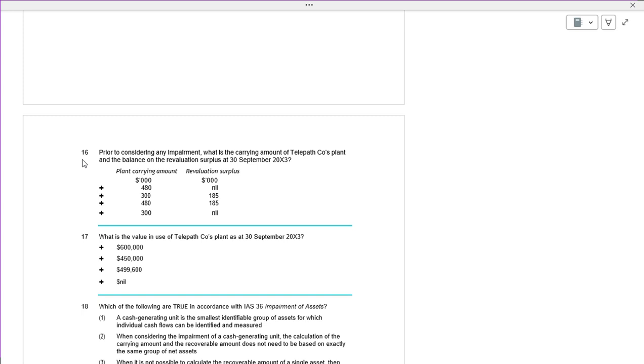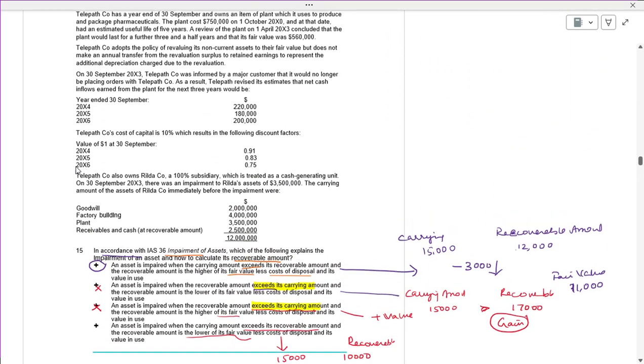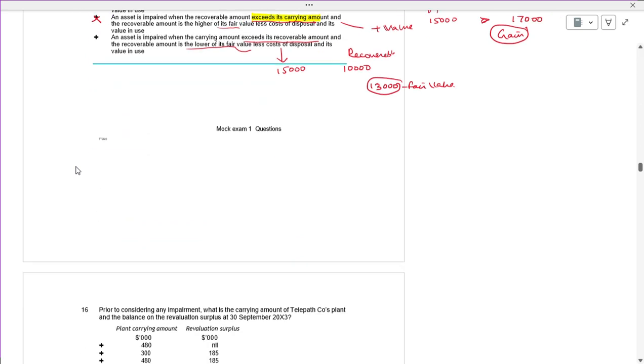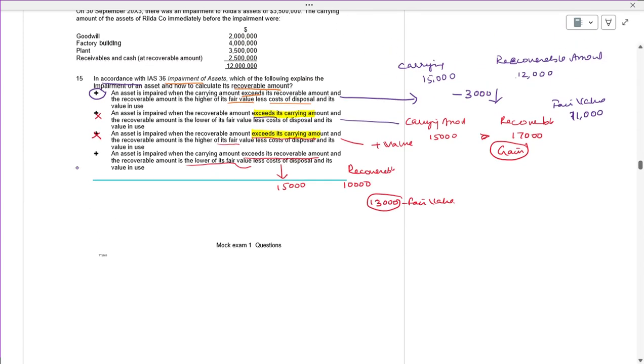Next. Prior to considering any impairment, what is the carrying amount? They gave us the scenario. Prior to any impairment, what is the carrying amount of plant and the balance of revaluation surplus?